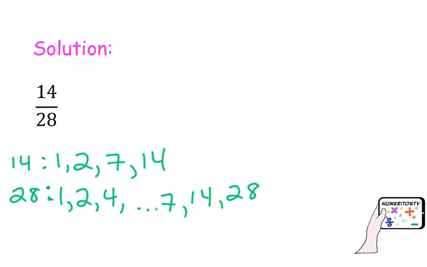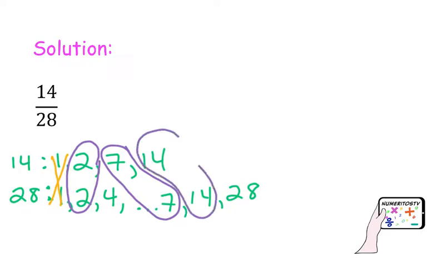Okay, so remember, 1 is not useful. Now here we have several that we have in common. We have 2, we have 7, and we have 14. So you have several options. If you divide by the greatest common factor, that in this case is 14, you will finish this problem faster. You will just get your final solution.